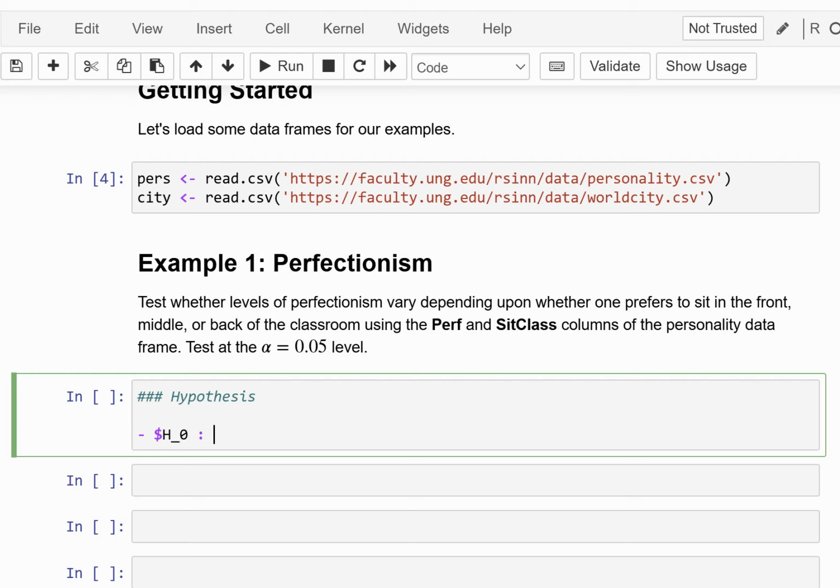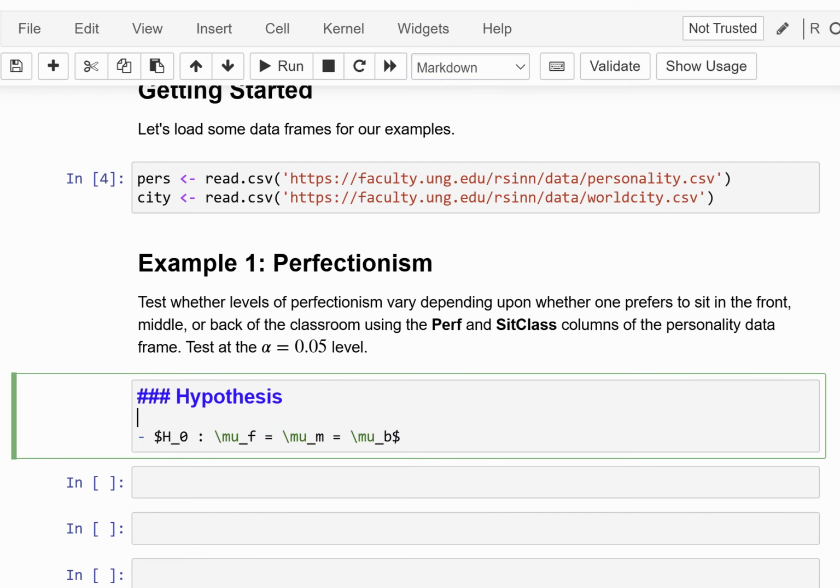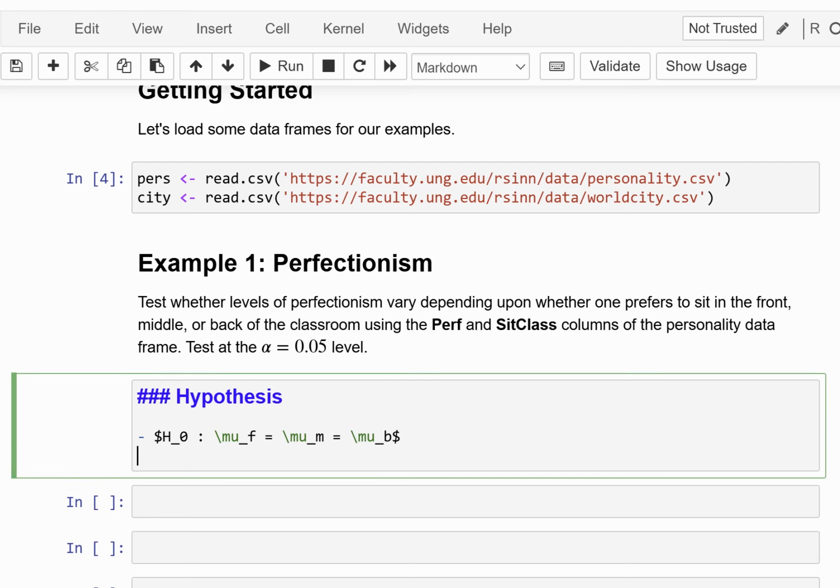Sorry, I keep trying to hit 0, colon, right? So what do we have? We have mu for the first group, which will be front, equals mu for the second group, which will be middle, equals mu for the third group, which is back. Front, middle, back. And I need to switch this cell to Markdown. Right? So that makes sense, right? That the average for the front equals the average for the middle equals the average for the back. Okay, and perfectionism scores, we'll find those averages in a minute.